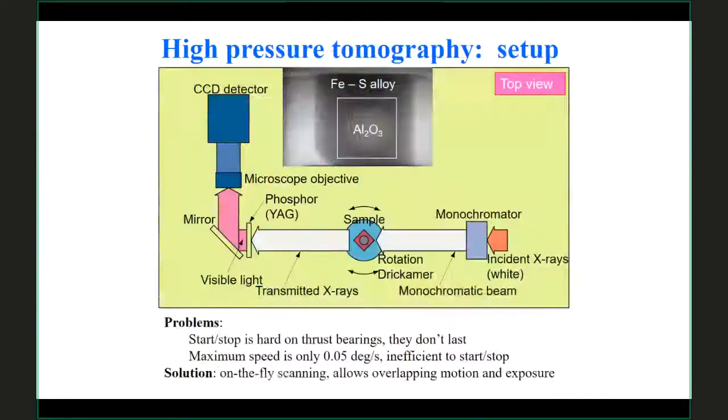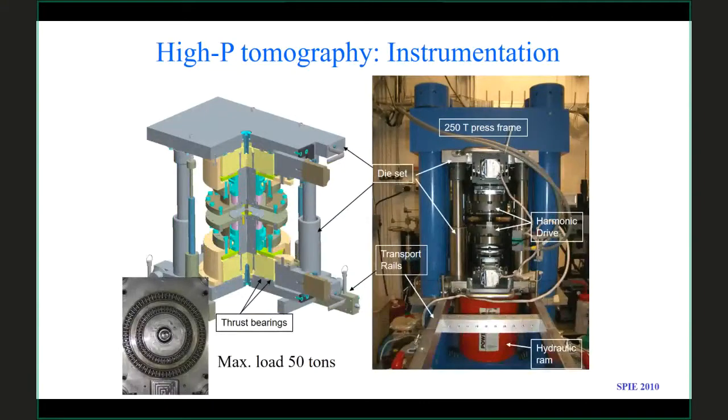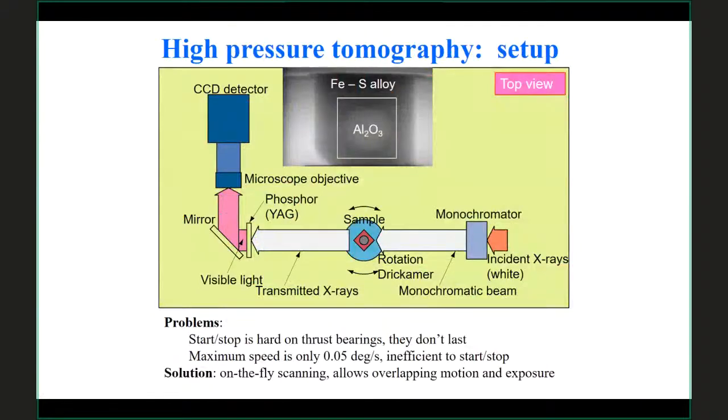And finally, one thing that we have at GSECARS that I'm going to show you is the ability to do high pressure tomography. So this is the instrumentation for that. So we have this 250 ton press with two rotation drives that can rotate while under a high load in the press. So we can take a sample to high pressure and do tomography on it. So schematically shown like this. It's the same way we're going to be doing tomography, except that the thing is inside this massive device.